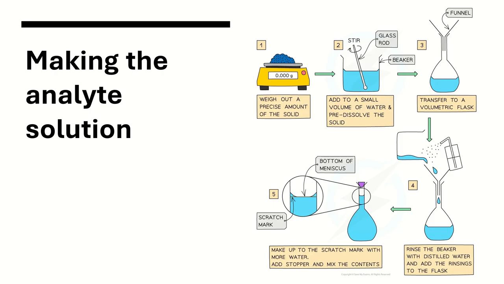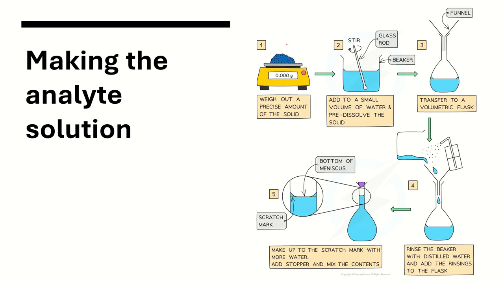So if we look first of all at how we make up a solution which is going to be used in a titration. The whole thing about titrations is that they have to be extremely accurate. So any solution that is made up to be used in a titration has to be very accurately made up. A really accurate solution, as you should know by now, one that we know the concentration of very accurately, is called a standard solution.